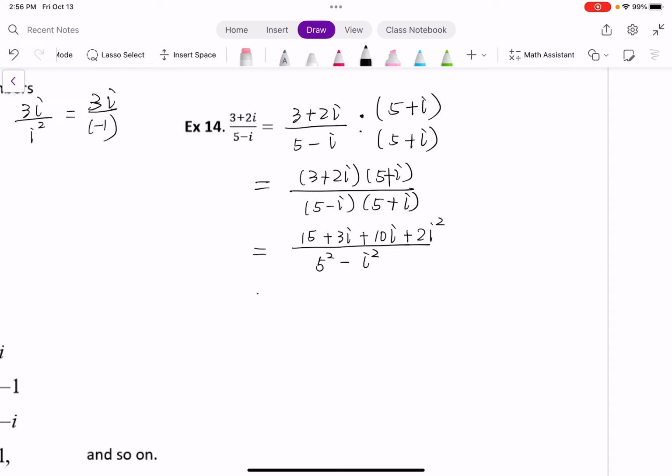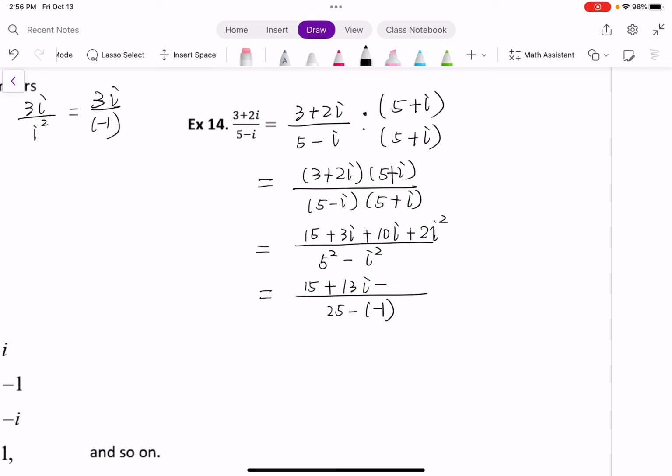Let's do the simplification. The bottom is 25 minus -1, or 25 plus 1. And the top is, let's see, what is i squared? We have 15. i squared is -1. So combine the middle two terms, plus 13i, and then 2 times -1 means minus 2.